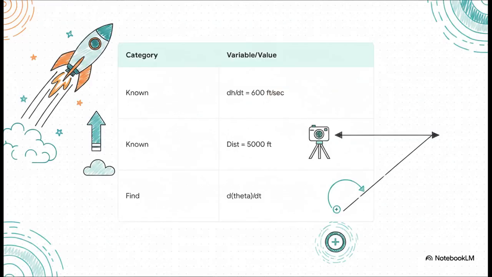Let's lay out our final knowns and unknowns. The rate the height is changing, dh/dt, is 600. The horizontal distance over to the pad is our constant, 5,000. But what's the unknown? What's the actual goal here? Notice we aren't looking for a distance this time.